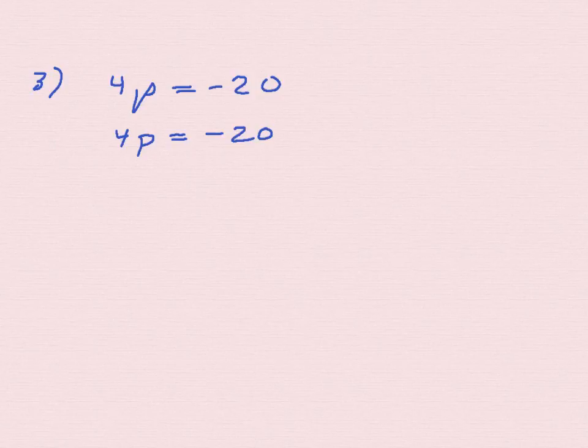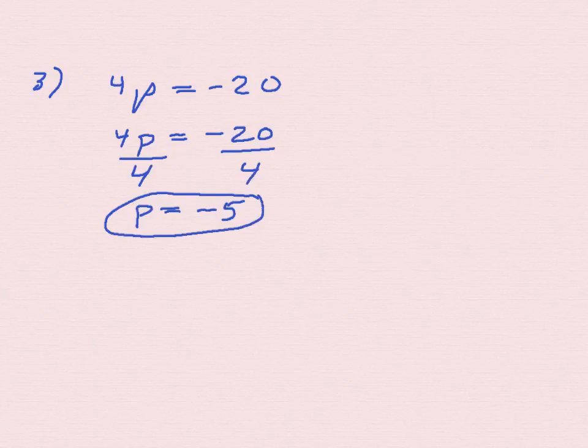Now you ask yourself, how is the p attached to anything on the same side? Right now we have it multiplied by 4. The opposite would be to divide by 4. As long as you do the same thing to both sides, you haven't changed the value of the question. Therefore, p would equal minus 5. That is your answer.